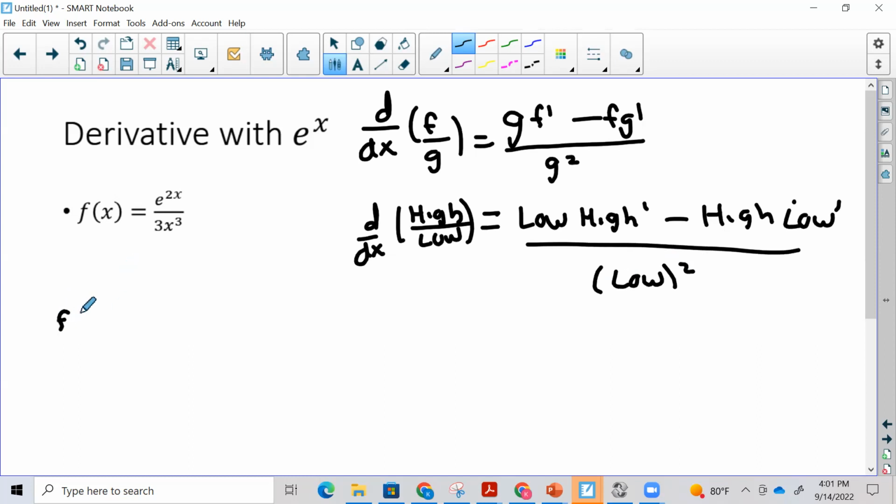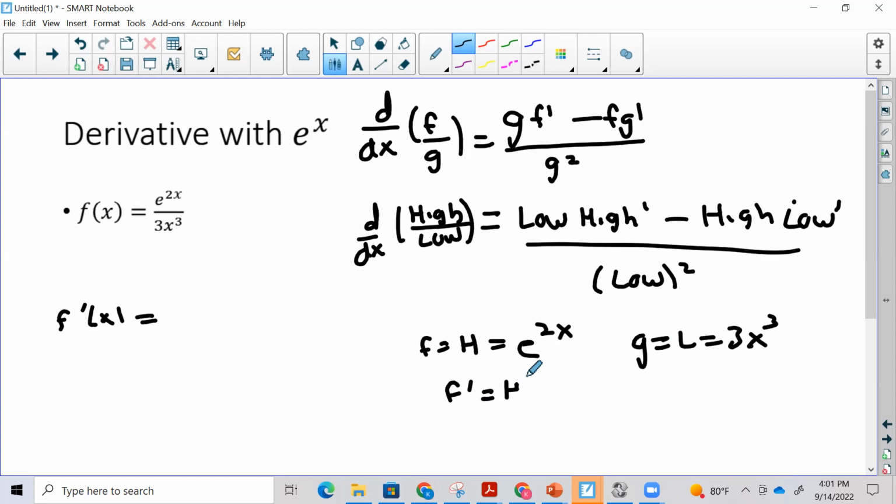So in this case, if I write my two functions on the side, my high or my f would be e to the 2x, and my g or the low would be 3x cubed. Okay, so f prime is, when we do e, remember it's itself times the derivative of that exponent. So derivative of 2x is 2. And then the derivative of the low is 6x squared. And then we put it in our combination.